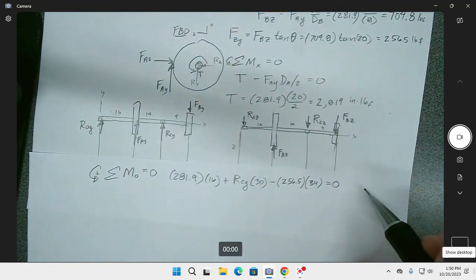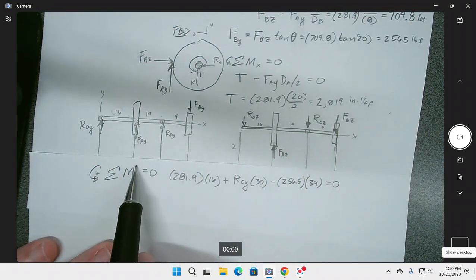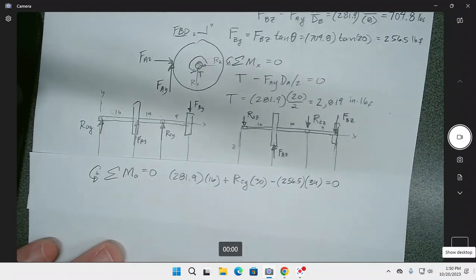Equals 0. Oh, I really hate when people write this equals that. No, I can get over it. Can I get over it? No, probably not. You don't see over it.